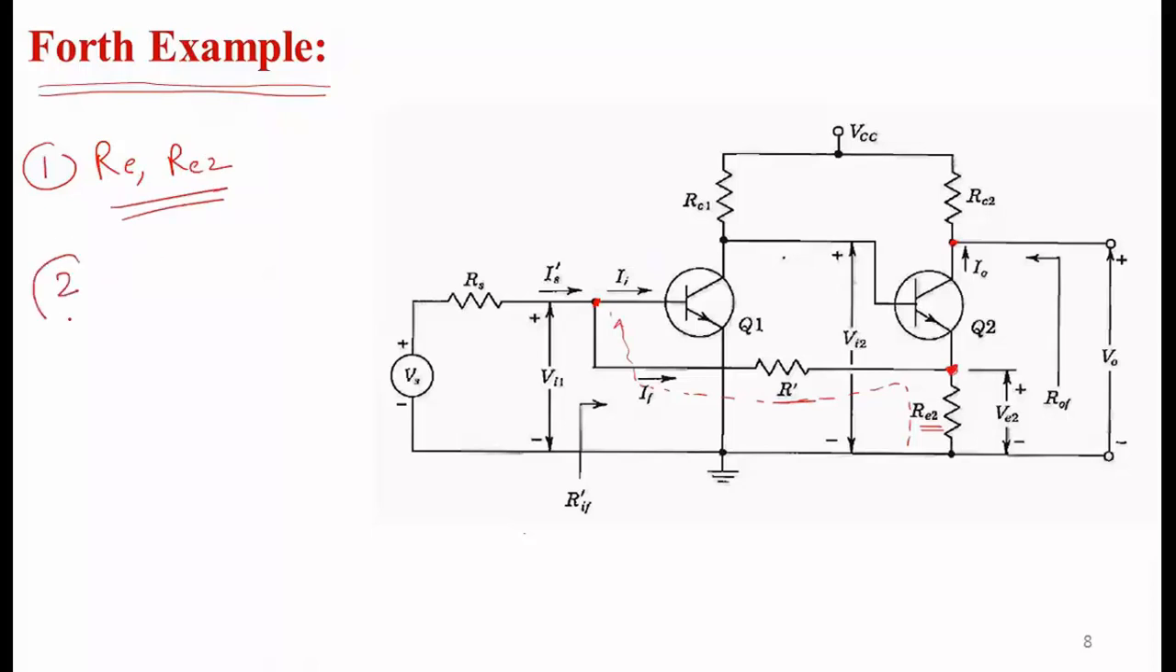Second step, we have to find the type of sampling from the output. Since we can see that the feedback terminal and the terminal from where we are taking the output are not common, we can say that this is the current type of sampling. The current sampling is there.